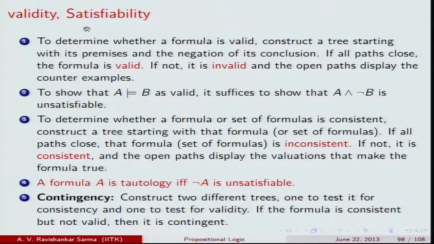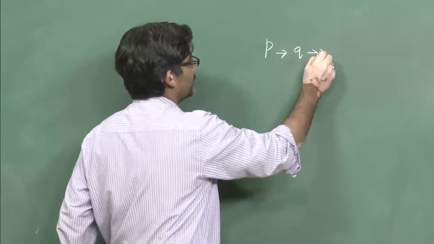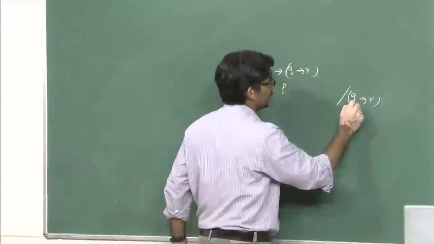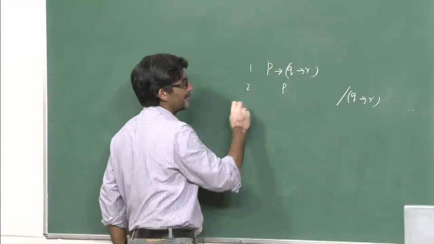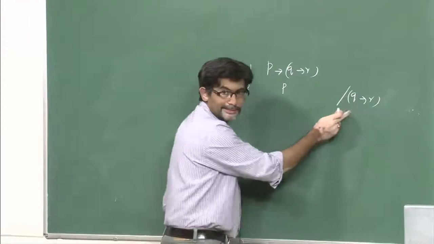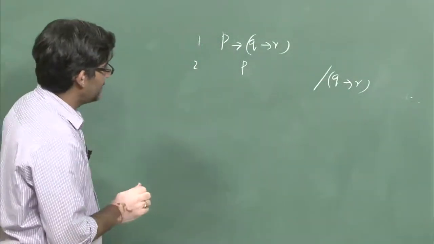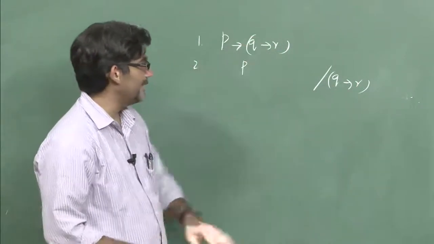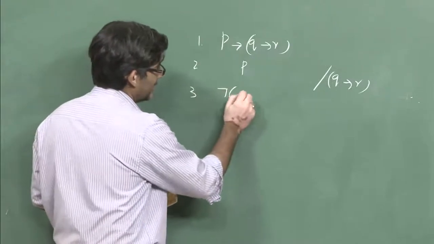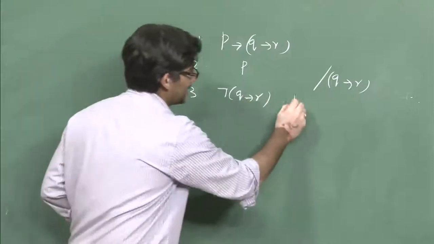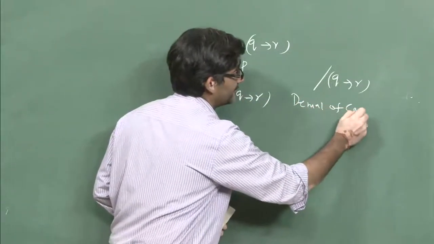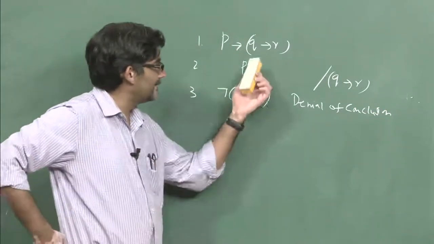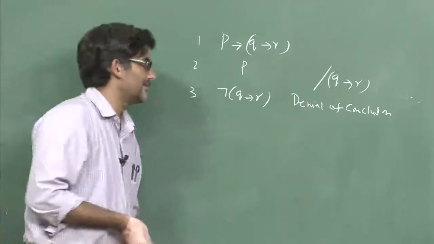Some simple examples can be like this: P implies (Q implies R), and let us consider this one, Q, and from that you got Q implies R. So these are considered to be premises, and this is separated by a hyphen. This is considered to be the conclusion. So now in the semantic tableaux method, in order to show that Q implies R follows from P implies (Q implies R) and P, what you will be doing is first you deny the conclusion. So that means you need to write here denial of conclusion. Once you deny the conclusion, now you will be constructing the tree diagram for this, and then you need to see whether all the branches close or not.